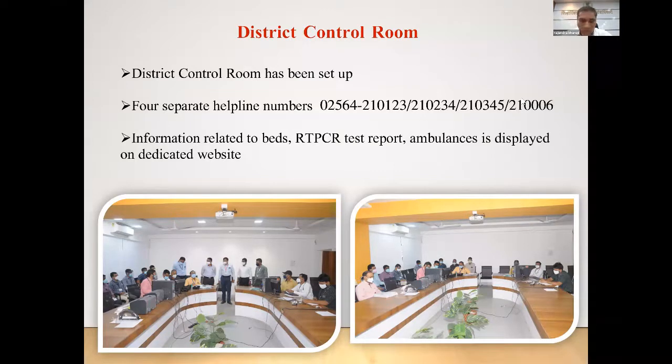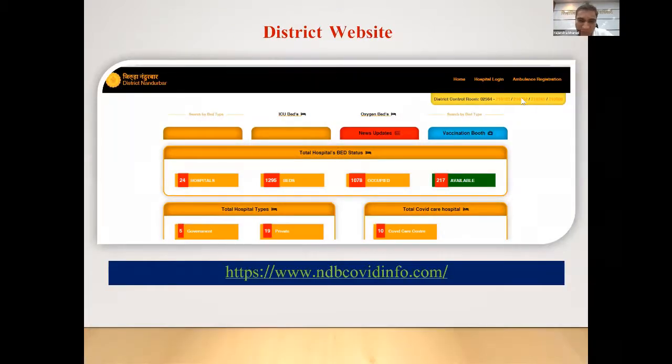And if some issues come out, like about RT-PCR tests, about availability of beds, then we had developed this dashboard. This was taken around 15-20 days back. At that time, 217 oxygen beds were available in 24 hospitals. Currently, more than 600 oxygen beds are vacant.